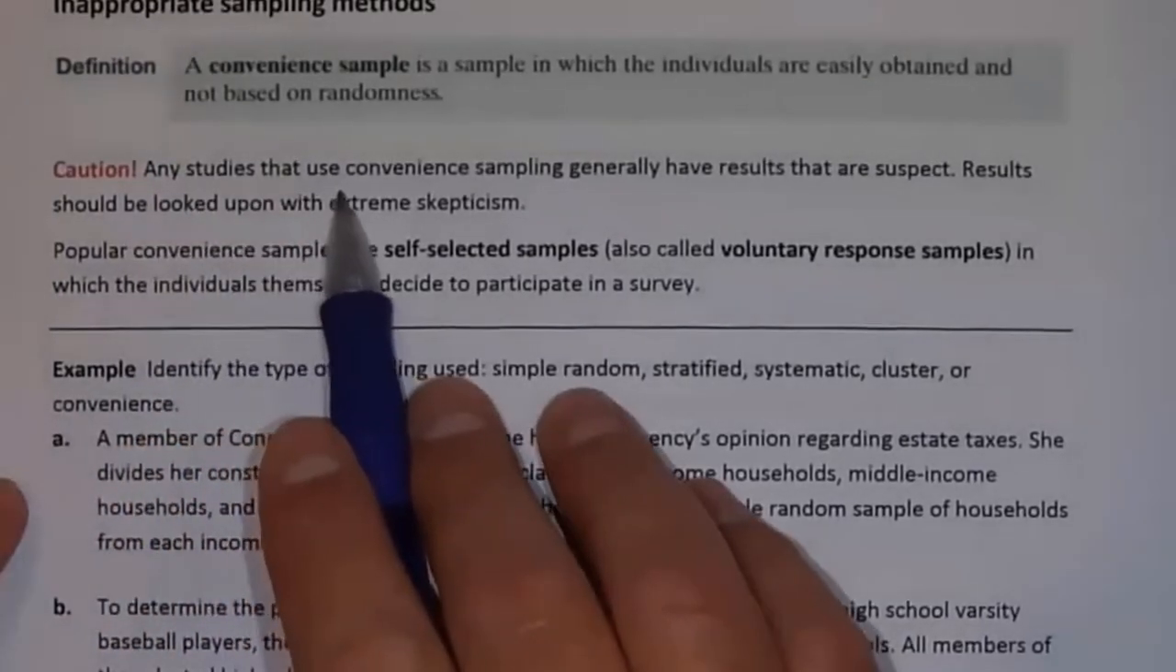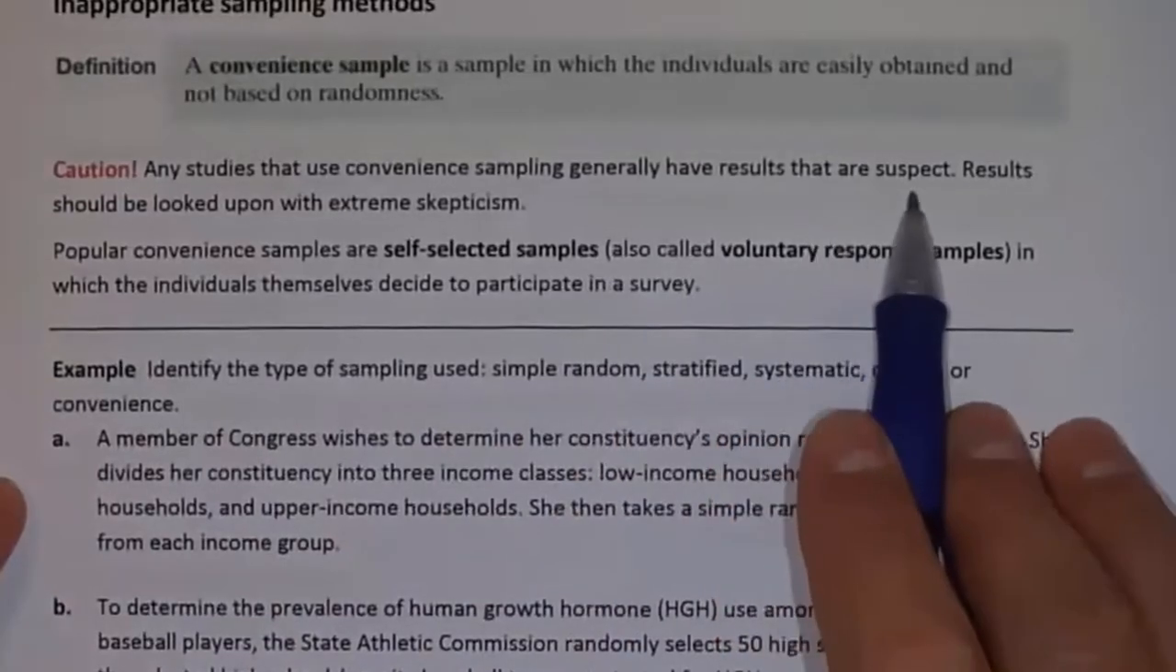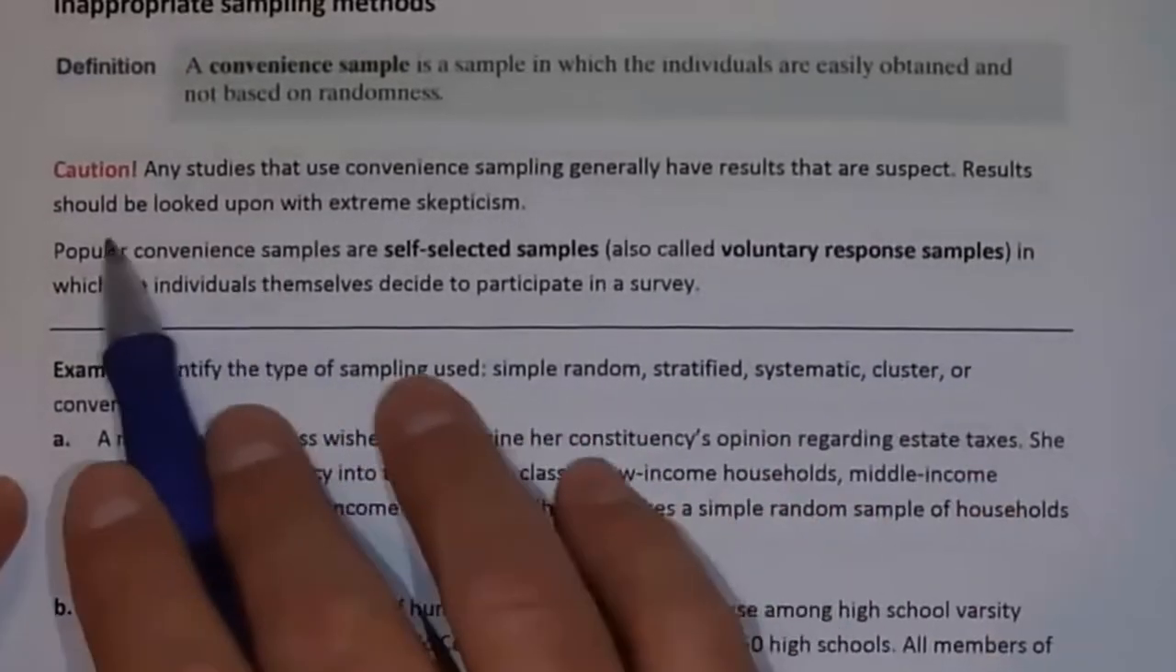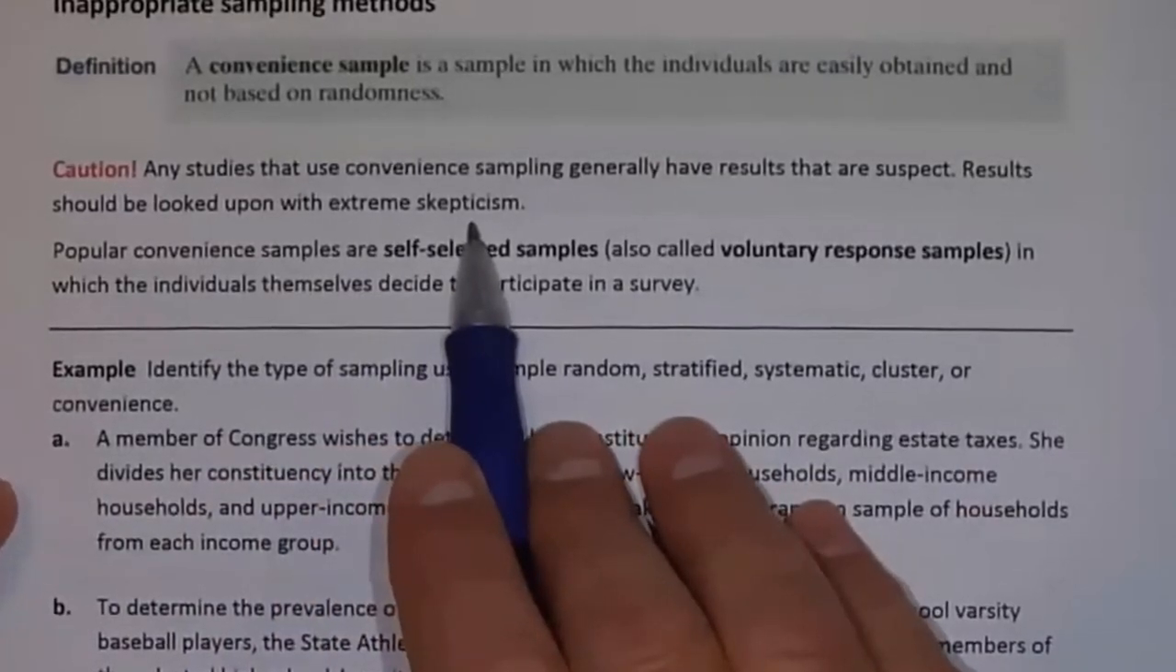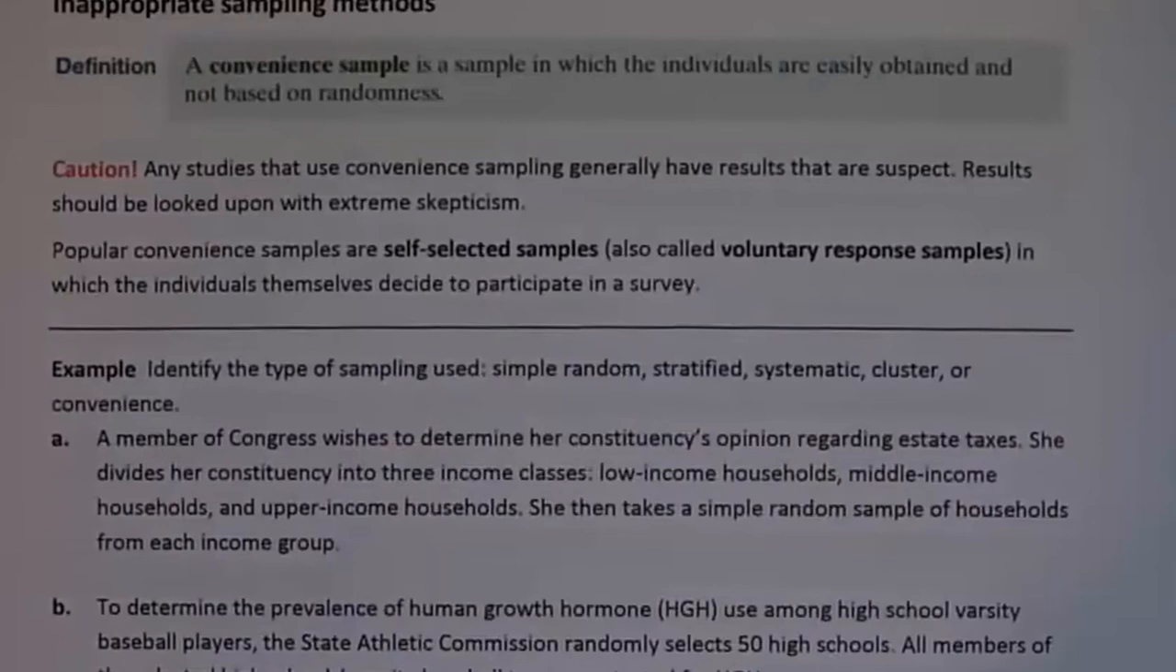Caution: any studies that use convenience sampling generally have results that are suspect. Results should be looked upon with extreme skepticism. Again, it's easy to obtain information as a general rule, which is why it's called convenience. But the downside of convenience is that most likely the information you're obtaining is not really going to be true about the entire population. For that to be the case, we need randomness. We'll learn more and more about this as we go into inferential statistics later on in the semester, but your inferential statistics are going to be useless if your sample is obtained inappropriately.